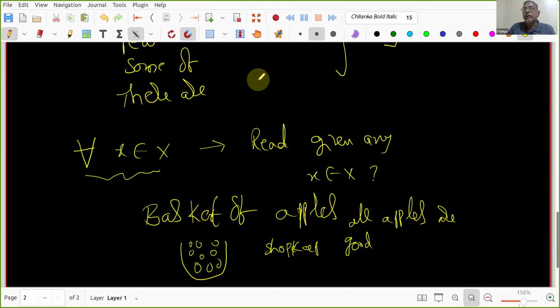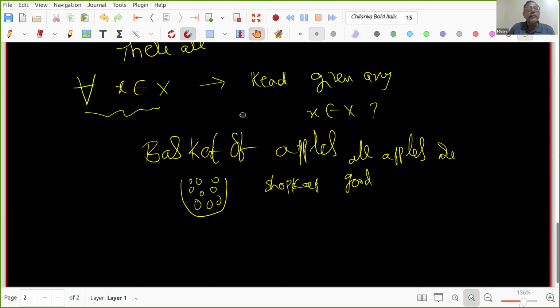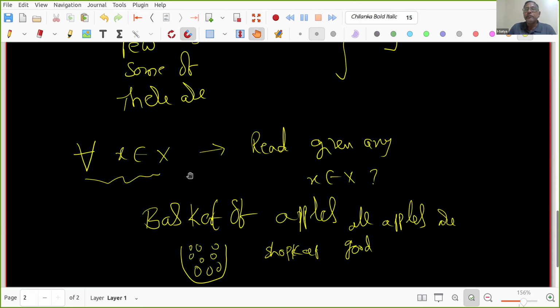There are many participants, but still the count is the same. Okay, so you understand that we'll read it as "given any".